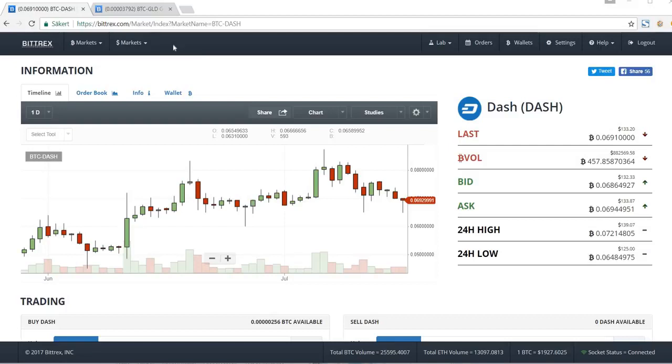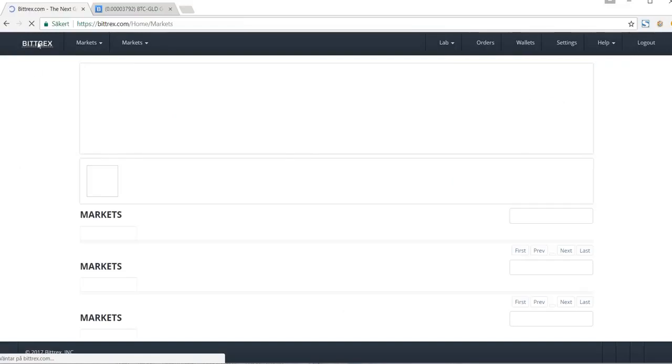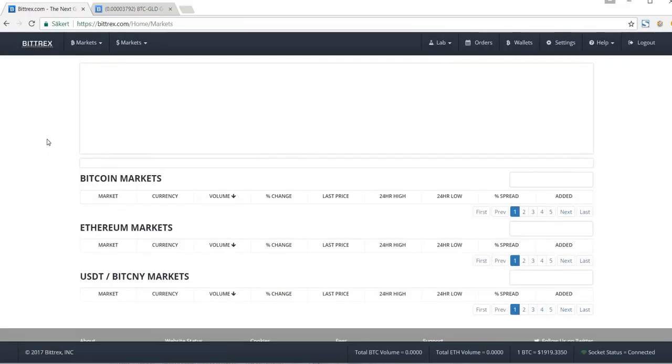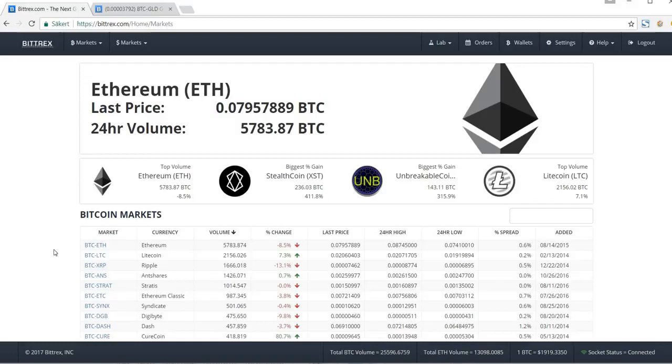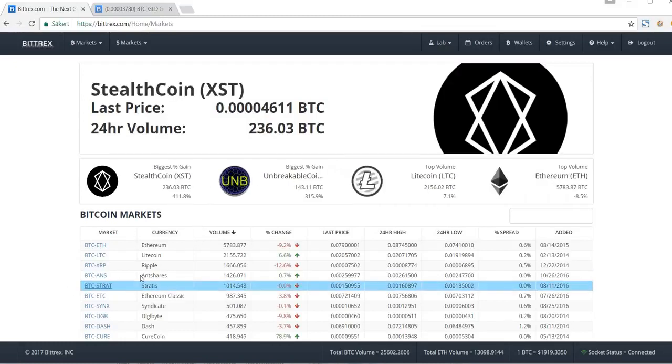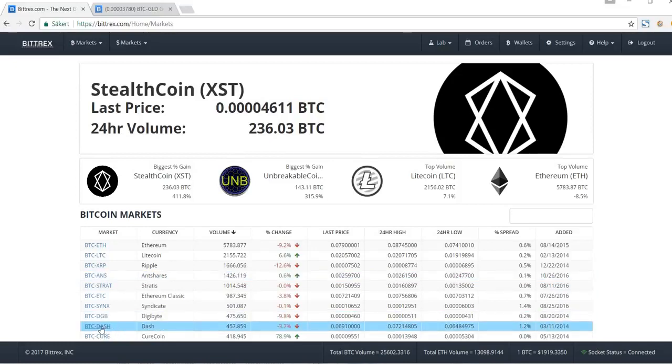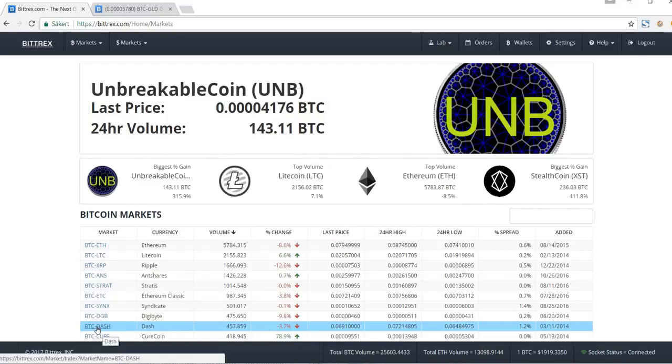The first thing, obviously, you need to go to bittrex.com, and let's go from the beginning. You go to the start page, and then you can sort on volume. Actually, that's the default. And now we're looking for Dash, and it's in the top 10. Here it is. It's down 3.7%. This is compared to Bitcoin. So we just click on this link here once.